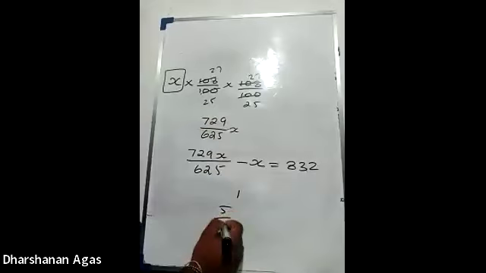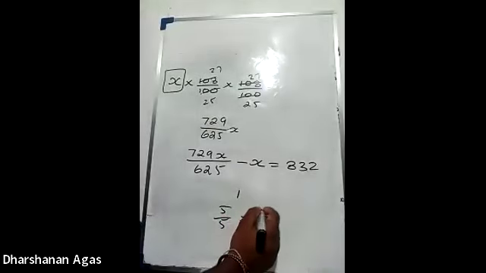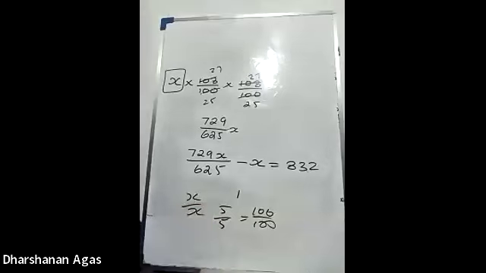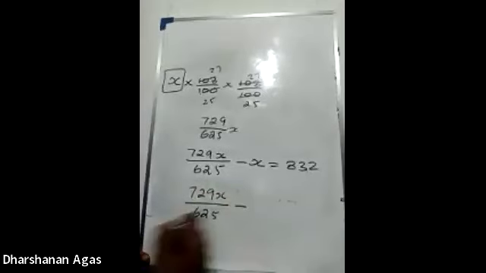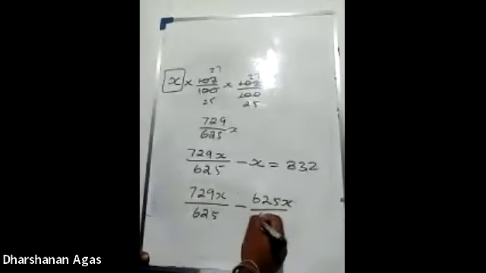1x means, now see, 1 is 1, 5 divided by 5 is also 1, 100 divided by 100 is also 1, x divided by x is also 1, 500 divided by 500 is also 1. Right? So the same way, I am going to take this 1x and write the denominator here, 625. Then I write minus 625x over 625 equal 832.